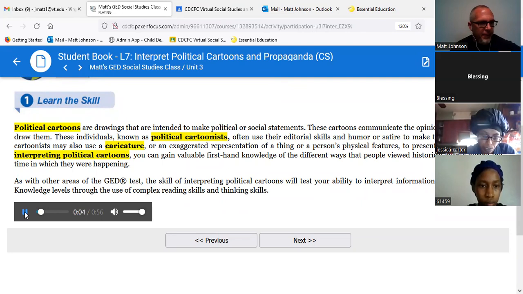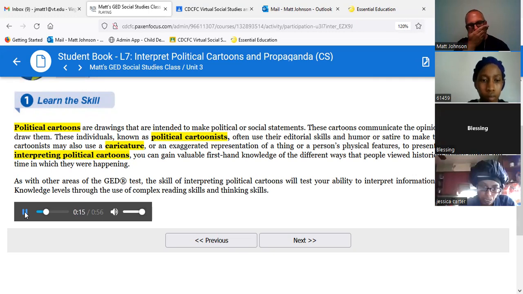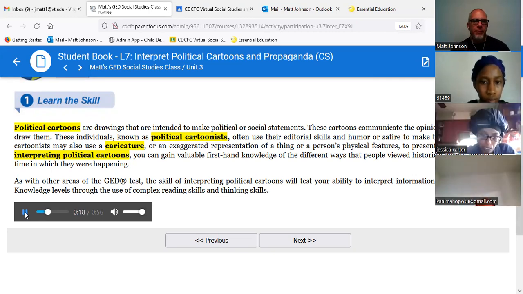Political cartoons are drawings that are intended to make political or social statements. These cartoons communicate the opinions of the artists who draw them. These individuals, known as political cartoonists, often use their editorial skills and humor or satire to make their points. Political cartoonists may also use a caricature, or an exaggerated representation of a thing or a person's physical features, to present a point of view. By interpreting political cartoons, you can gain valuable first-hand knowledge of the different ways that people viewed historical events during the time in which they were happening. As with other areas of the GED test, the skill of interpreting political cartoons will test your ability to interpret information at various depth of knowledge levels through the use of complex reading skills and thinking skills.